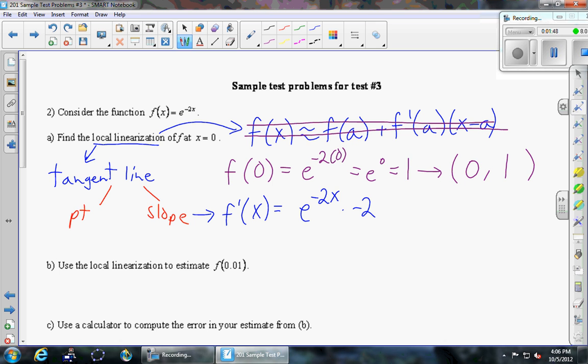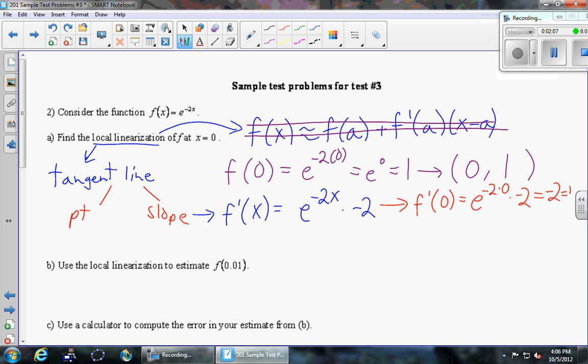So that's our derivative. We are interested not in the general derivative, but in the derivative at x equals 0. So we want f prime of 0. And again, e to the 0 is 1, so the slope here is negative 2. So now we'll just put it together to come up with our formula.